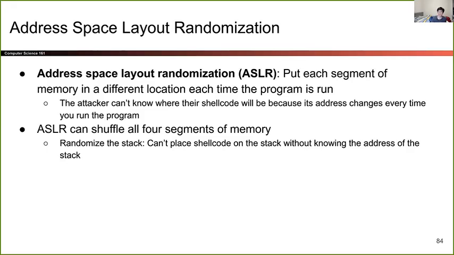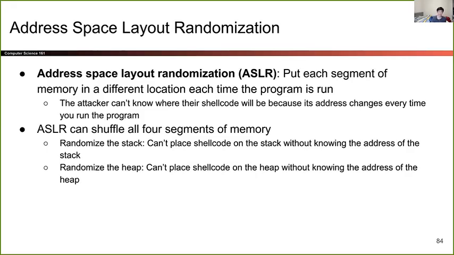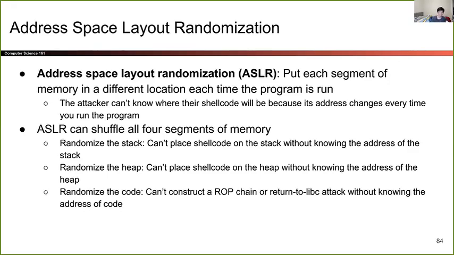If we randomize the stack, we can't place shellcode on the stack without knowing the address of the stack. If we randomize the heap, same thing. We can't place shellcode in the heap without knowing the address of the heap. And if we randomize the code, then we can't construct a ROP chain. Go back for a moment and think about non-executable pages. We needed to know the addresses of the different gadgets in memory so that we could put them together and execute the equivalent of our own code. But if we don't know where any of the code is, and that code address changes every time we run the program, then suddenly our ROP chain is broken.